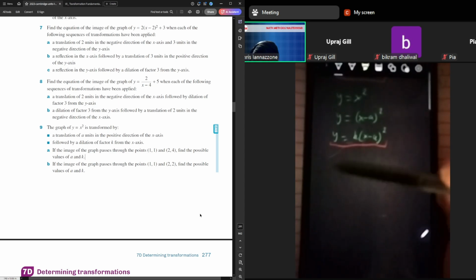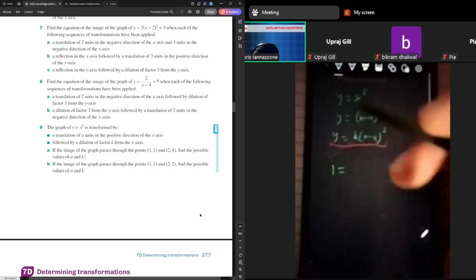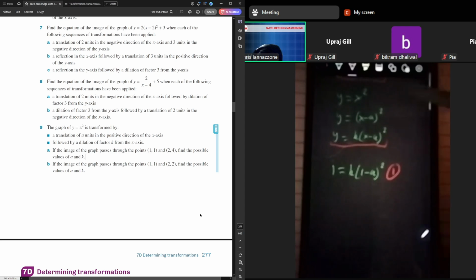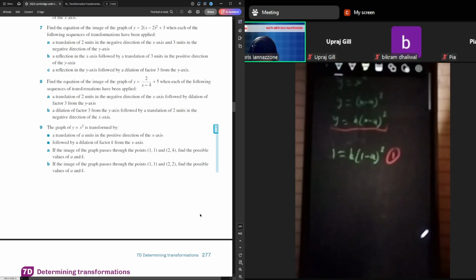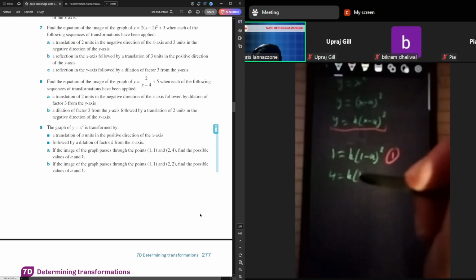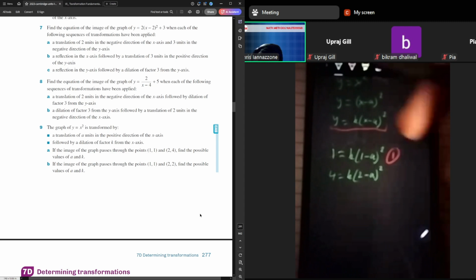So the first one's going to be 1, 1, which means y equals 1, x equals 1: 1 equals k bracket 1 minus a all squared. That's equation 1. And then equation 2 was just x equals 2, y equals 4: 4 equals k bracket 2 minus a all squared.